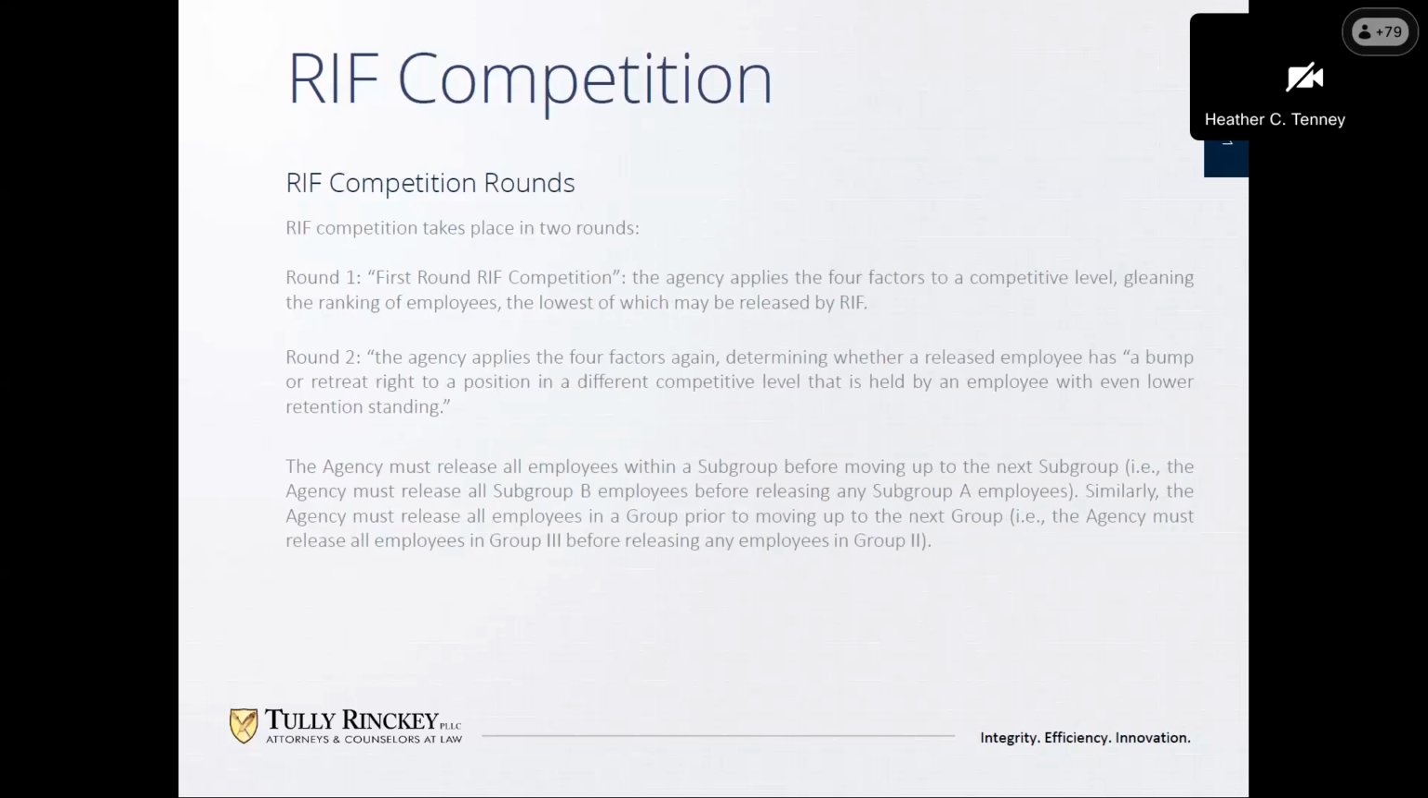Now, in terms of the actual process, after all of those definitions have been made and people have been properly classified, there are 2 rounds. In the first round, the agency is going to apply all those 4 factors that we just talked about to ultimately glean the ranking of the employees, the lowest of which may be released by the RIF. In the second round, the agency applies the 4 factors again, determining whether the released employee has any bump or retreat right to a position in a different competitive level that is held by an employee with an even lower retention standing.